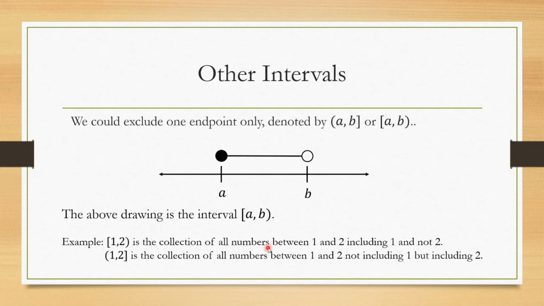So I put these examples as well. Here, we're including 1, we're not including 2. Here, we're not including 1, we're including 2. Either way, you're going to include all numbers between them. That's going to happen no matter what.